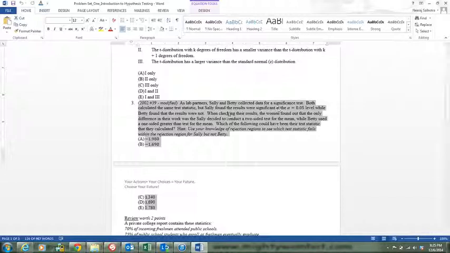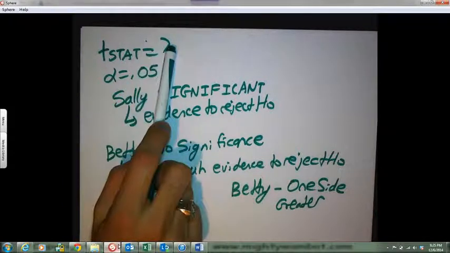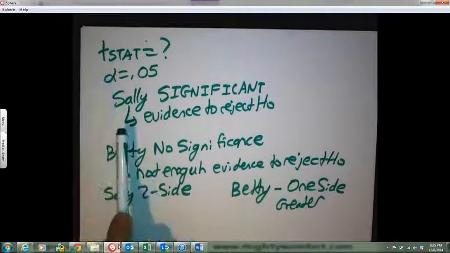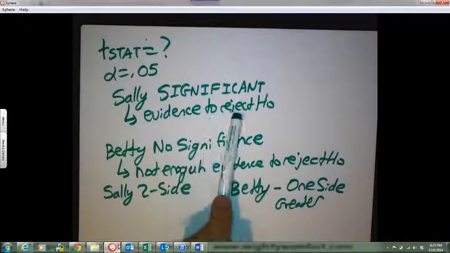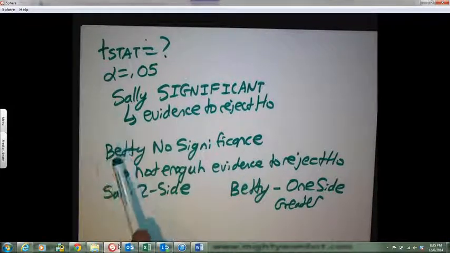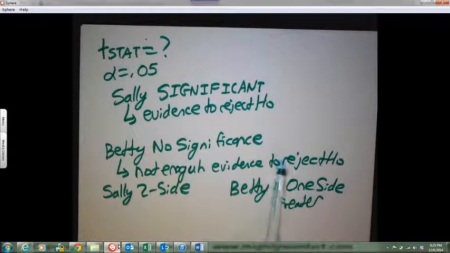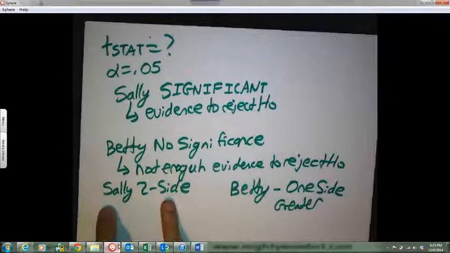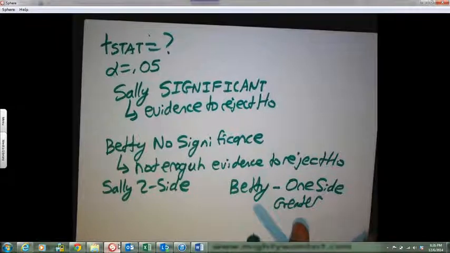All right, so here's the information I have down on my paper. I'm trying to find what the t-stat is. I know that they both used an alpha of 0.05. I know that Sally found significant results, which means that there was evidence to reject the null hypothesis. And Betty found no significant results, which means there was not enough evidence to reject the null hypothesis. And the last piece of information I know is Sally did a two-sided test and Betty did a one-sided greater than test. Okay, how the heck am I going to do this?